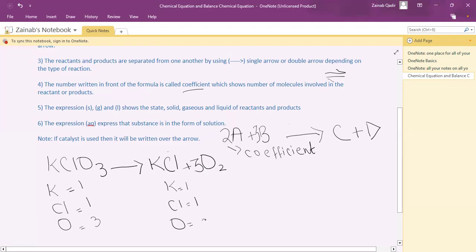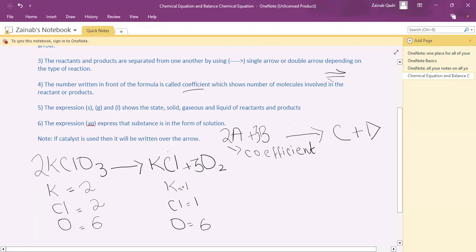Similarly, we have to write coefficient 2, so it becomes 2KClO3, giving 6 oxygen atoms. Then potassium becomes 2 and chlorine becomes 2.